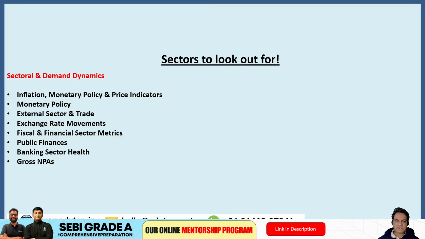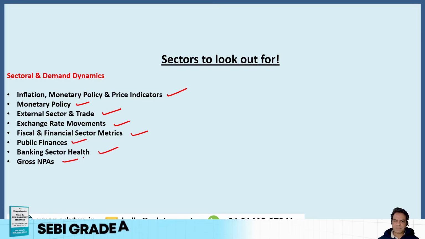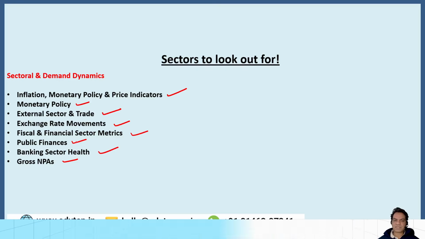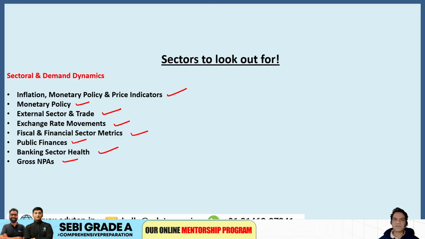Now, sectoral and demand dynamics, inflation, monetary policy, and price indicators are very important to prepare. Monetary policy, external sector and trade, exchange rate movements, fiscal and financial sector metrics, public finances, banking sector growth, and gross NPAs. So, use AI, artificial intelligence bots, software to find out core points for such verticals as I just gave you about the economic indicators or economic outlook of India for the next fiscal or for this fiscal. So once you have these core points for different topics, you will be able to execute your essay, your answers well.